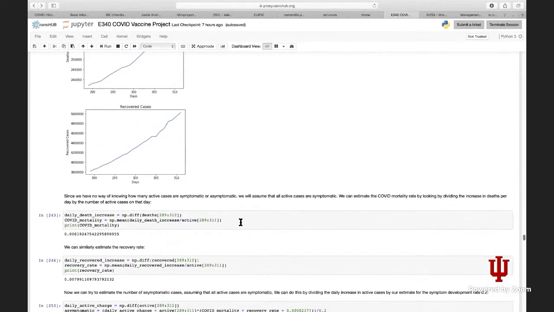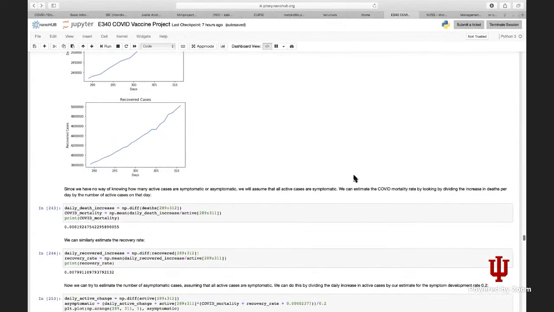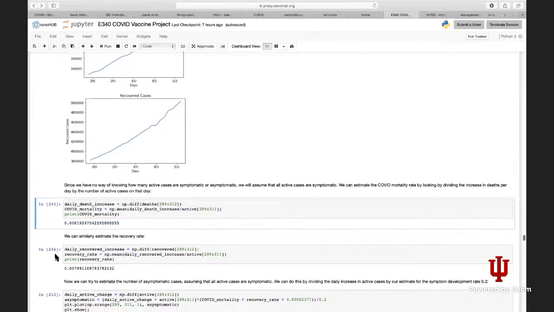So I make the assumption that all active cases are symptomatic. And I calculated a rough COVID mortality rate by looking at the increase in deaths, finding the differences between the cumulative deaths and dividing by the number of active cases on that day, because the way we model it, we have I going to D, and we end up with a mean COVID mortality of 0.00019. So that's the estimate there.